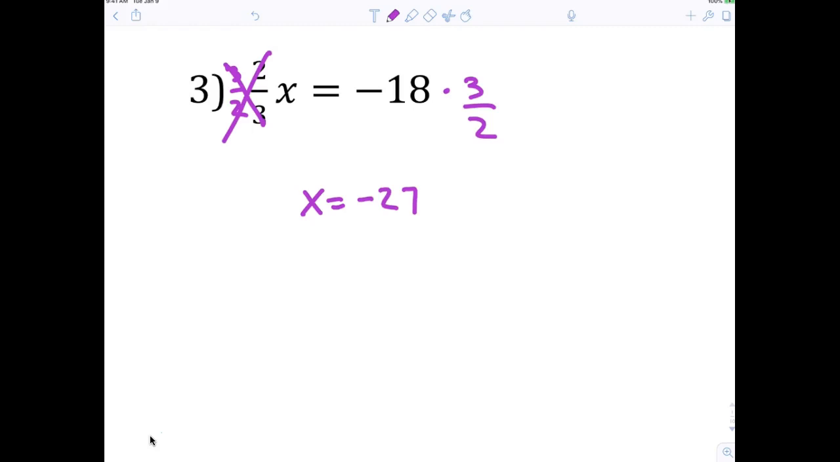Okay, so we're going to do 18 divided by 2. What's 18 divided by 2? 9 times 3. Right? If we wanted to, we could have said 18 times 3 is 54. 54 divided by 2 is 27. But obviously, it's easier to divide first and then multiply. All right? Super, super important. Make sure you have that.